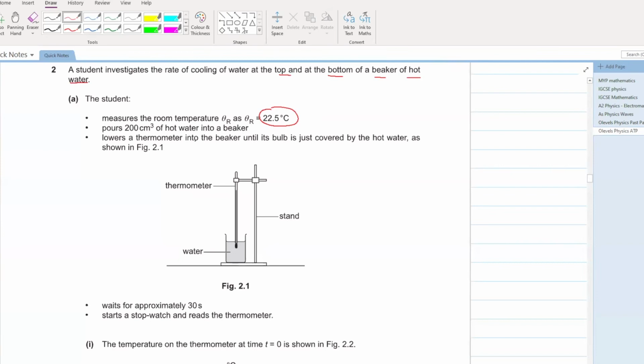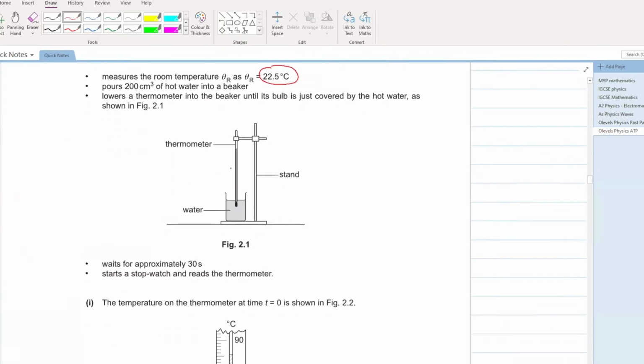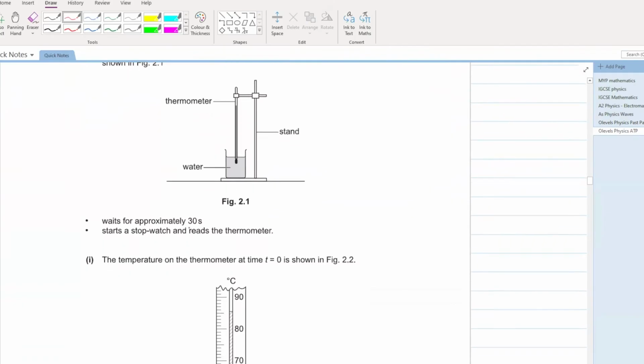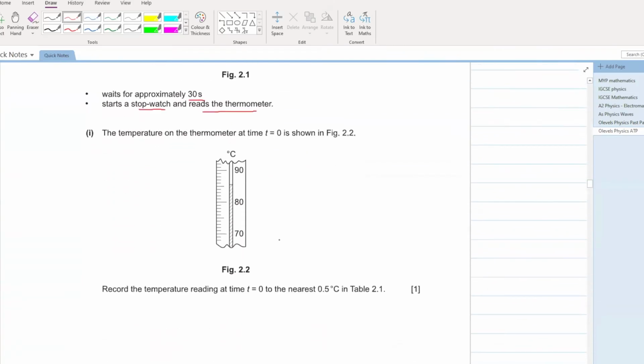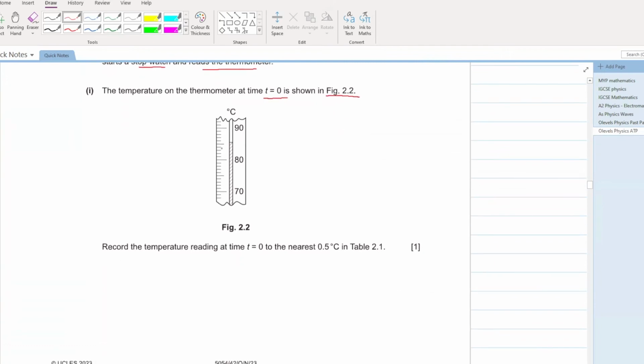The student pours 200 cm cubed of hot water into the beaker. So this is the hot water. He lowers the thermometer into the beaker until its bulb is just covered by the hot water as shown in figure 2.1. He waits for approximately 30 seconds, then starts a stopwatch and reads the thermometer. The temperature on the thermometer at time t equals 0 is shown in figure 2.2.